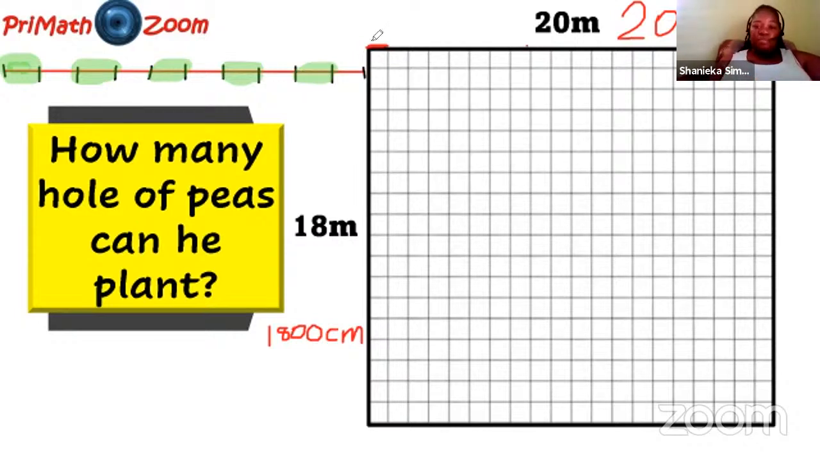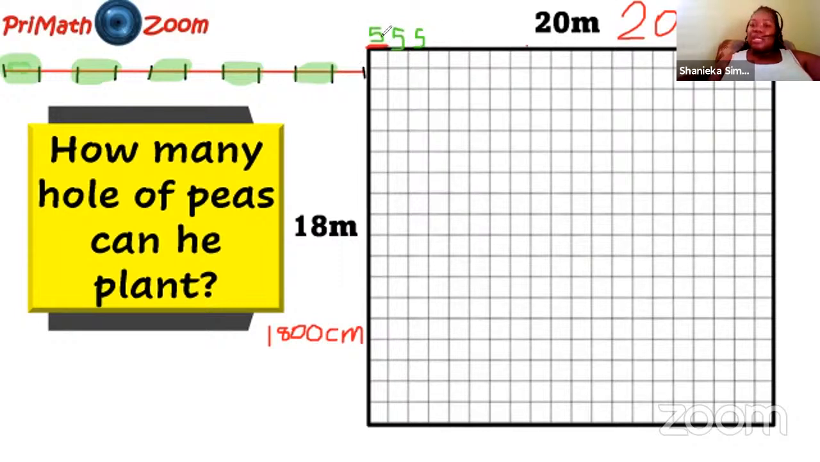So if in this part here we can have 5 pea holes, it means that right here we'd also have what again? Right here, it can hold 5 more again because it's another 100 centimeters. So another 5 would be here, and another 5 would be here, and we would have 5 peas in each 100 centimeters going across here.